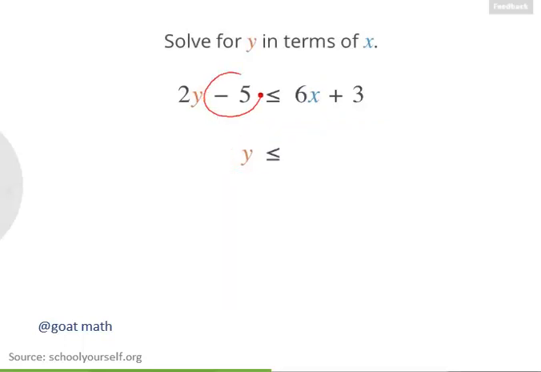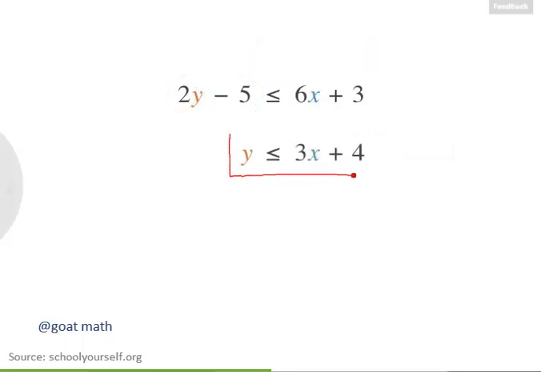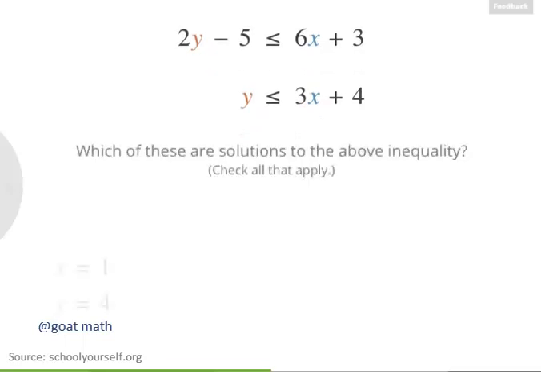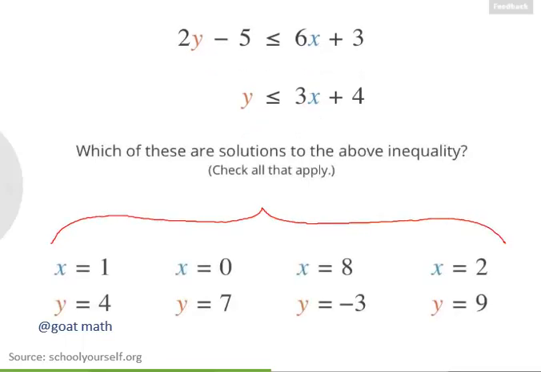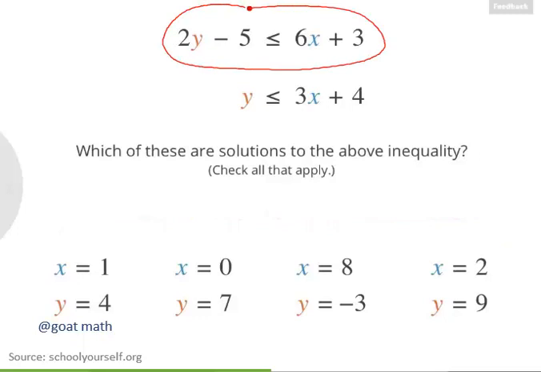Nicely done. You added 5 to both sides and then divided by 2 and found that y is less than or equal to 3x plus 4. Now what do these inequalities actually mean? Well, just like with equations, only some values of x and y make this inequality true. For example, which of these values of x and y are solutions to this inequality?